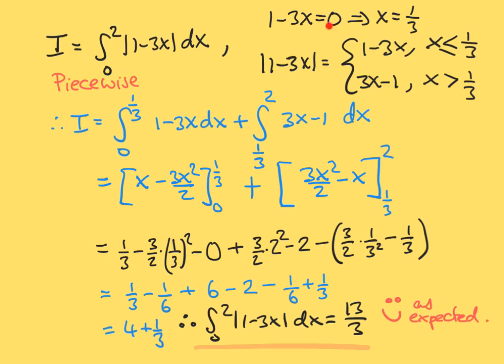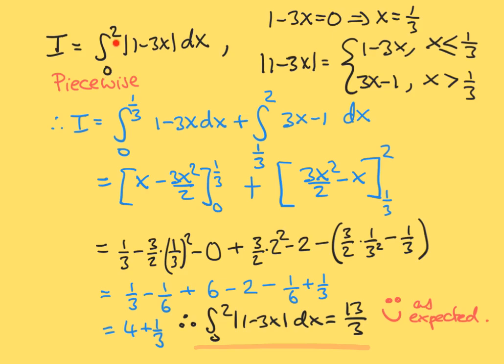1 minus 3x is equal to 0 when x is 1/3. So therefore we see from this that the modulus of 1 minus 3x is 1 minus 3x if x is less than or equal to 1/3, because that is positive. And if x is greater than 1/3, then the modulus is 1 minus 3x multiplied by a minus sign. And if you multiply 1 minus 3x by a minus sign, you obtain 3x minus 1.